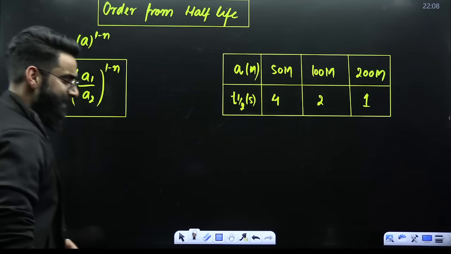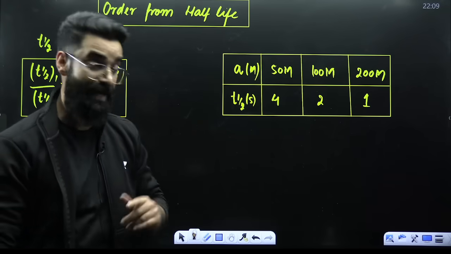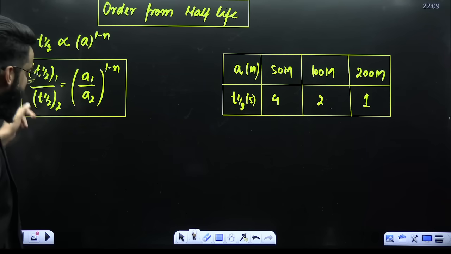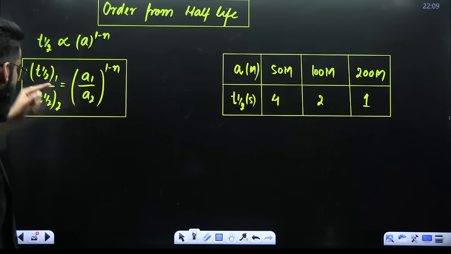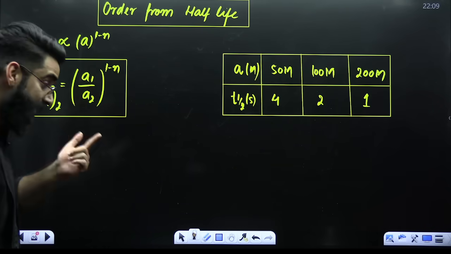Similarly, my dear students, there is one more frequently asked question. That is calculation of order from half-life. I want you guys to remember this particular result. Okay? Half-life 1 divided by half-life 2 is equal to initial concentration 1 over initial concentration 2, whole raised to the power 1 minus n. What does it mean exactly?